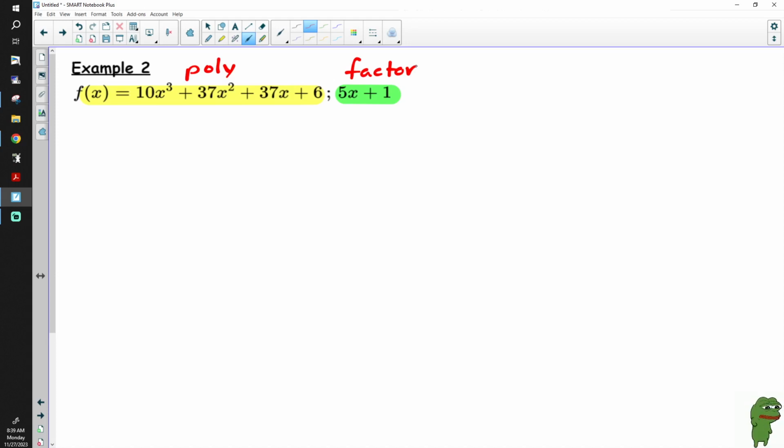Okay, so blast from the past. 5x plus 1, our factor goes out front. Again, a factor means it goes into it perfectly, right? Just like 5 is a factor of 10, because can you divide 10 by 5? Yes, it's 2. This polynomial can be divided by 5x plus 1. The problem tells us that, which means we need to long divide it out.